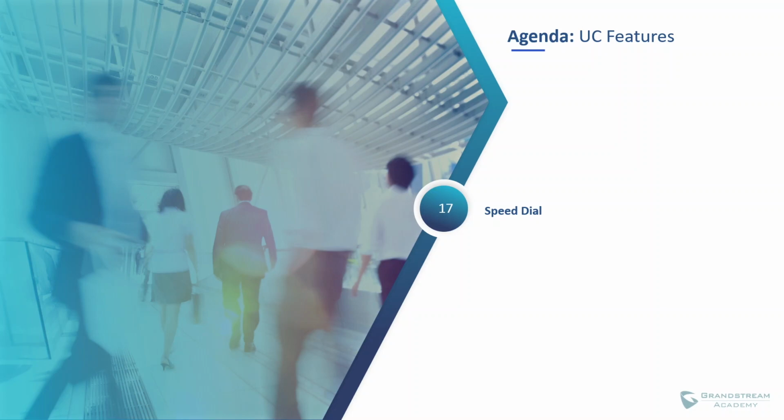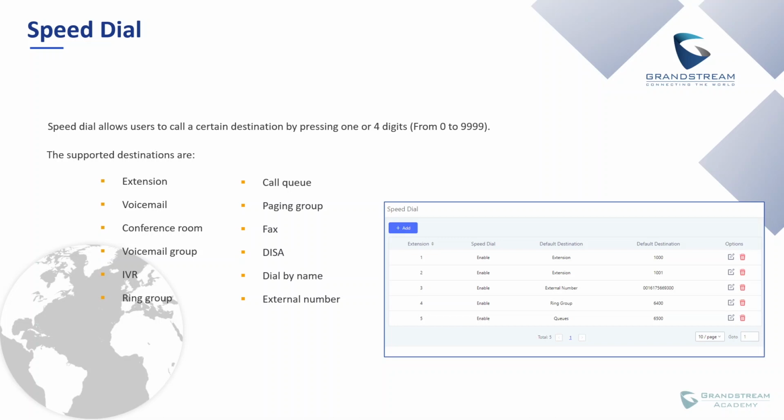And the feature that we're going to be looking at next is speed dial. The UCM supports a speed dial feature that allows users to call a certain destination by pressing 1 to 4 digits. This creates a system-wide speed dial access for all extensions on the UCM. Users can go to the speed dial configuration page from the UCM web interface and select a dial destination from the default destinations. The supported destinations include extension, voicemail, meeting room, voicemail group, IVR, ring group, call queue, page group, fax, DISA, dial by name, and external number.